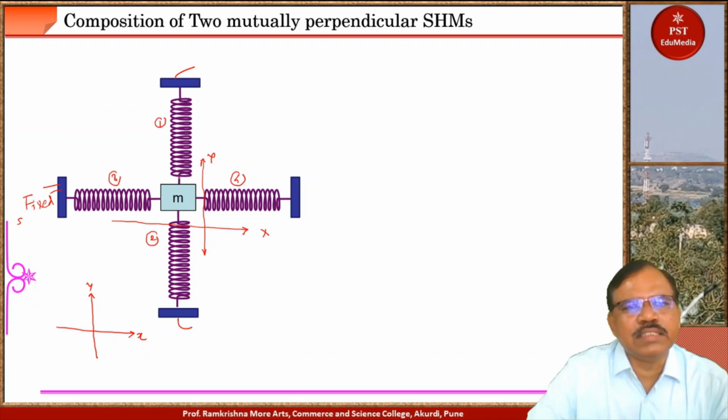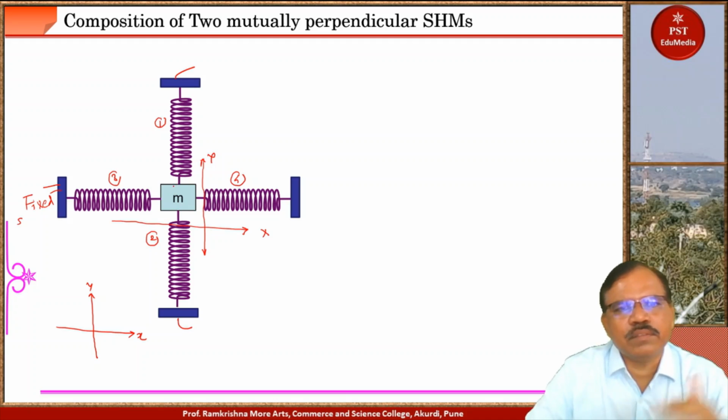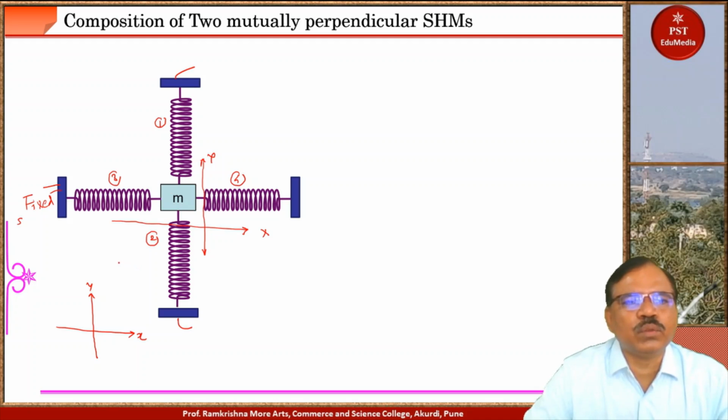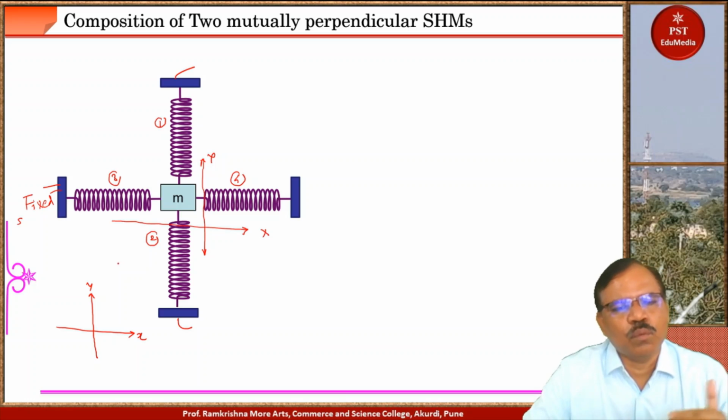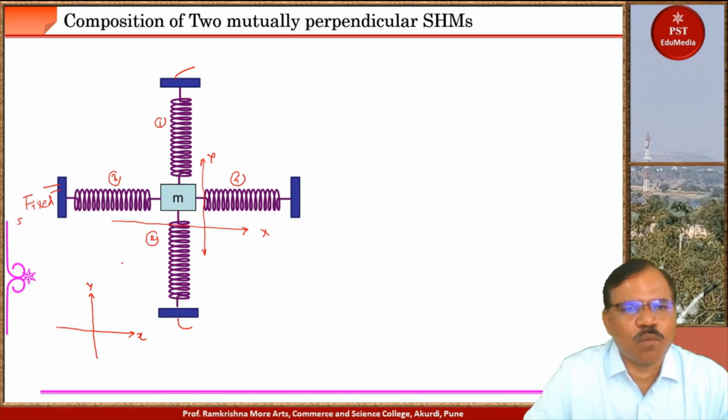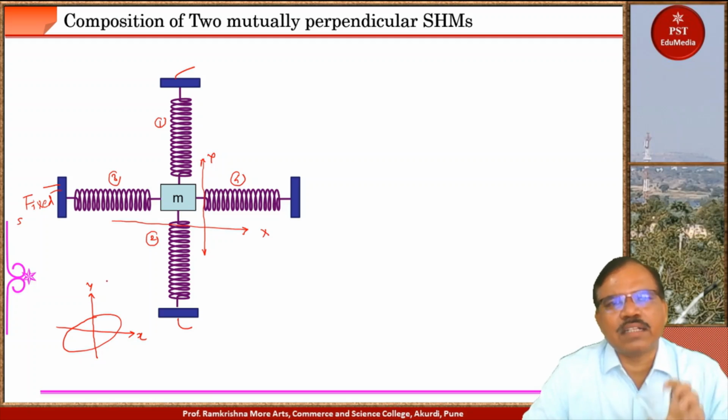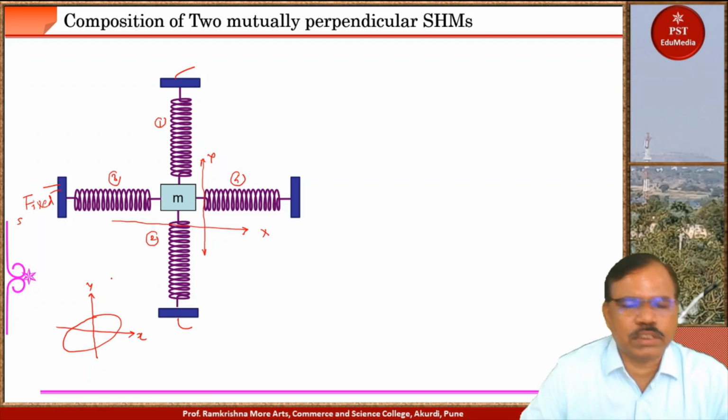So if we displace this mass and release, that mass will oscillate. It will oscillate due to two simple harmonic motions. One is along the x-axis, another is along the y-axis. And what happens? This mass will move and this mass will trace a path. Now that path may be a circle, ellipse, straight line, figure of 8. That depends on characteristics of the two simple harmonic motions.